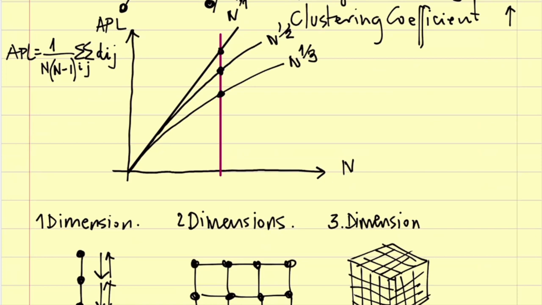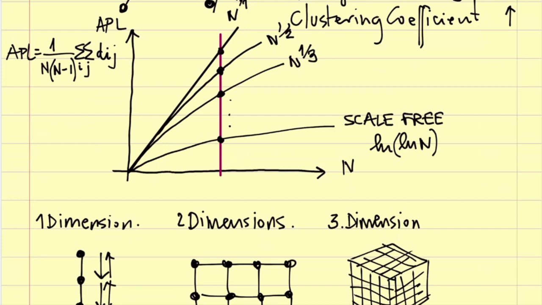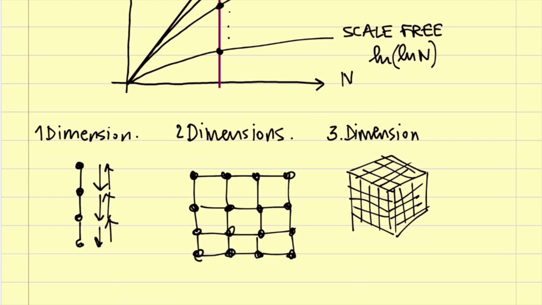So in the end, you can win dimensions. The natural limit is called scale-free. And the natural limit is the logarithm of the logarithm of n for the average path length. This whole thing is called strategic organizational design.